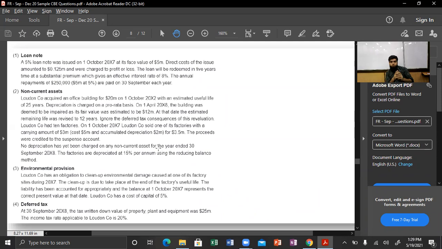That asset was sold for $3.5 million. But what happened? The proceeds were credited to the suspense account. Let's read out the full adjustment. No depreciation has yet been charged on any non-current asset for the year ended 30th September 2008. The factories are depreciated 15% using the reducing balance method. What does it mean? It means the depreciation of this building has not yet been recorded.